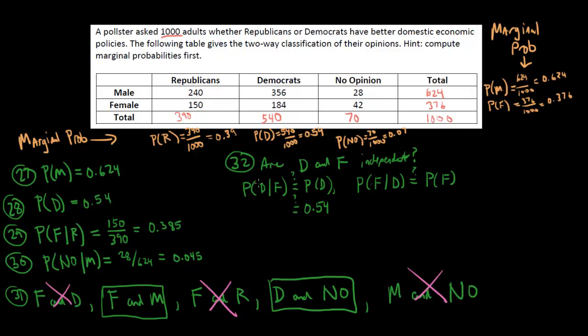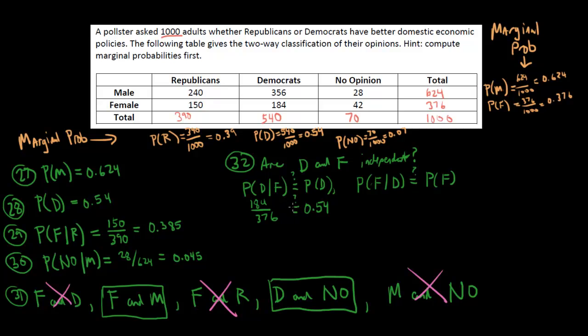So what's the probability of Democrat given a female? Okay, so if we're going to assume somebody's female, that means they're in this row right here. What's the probability of a person in that row being a Democrat? Well, it's 184 out of 376. Now the question is, are these two things equal?